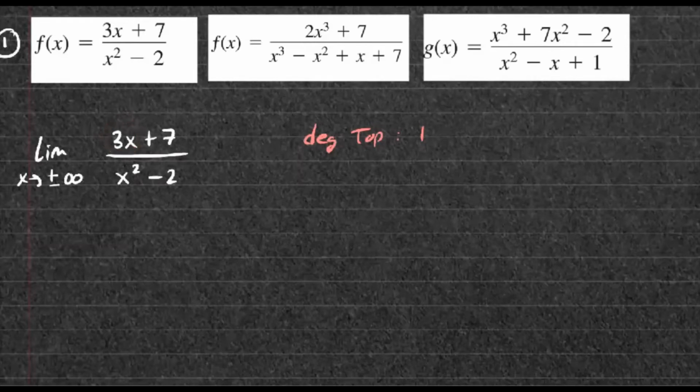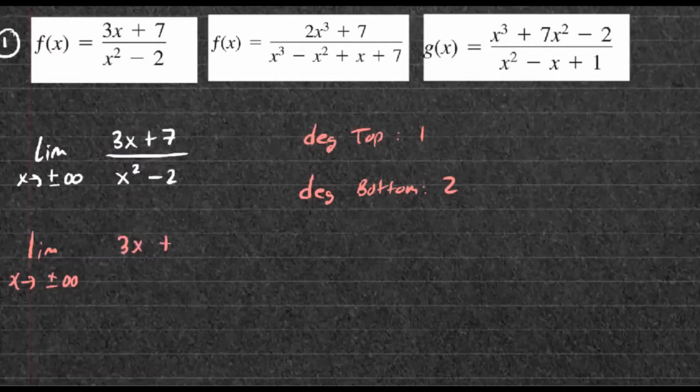The highest power of x is 1. And the degree of the bottom function is right here. That's the highest power, so that's going to be 2. So the top degree is less than the bottom. That means when you take the limit as x approaches either plus or minus infinity of 3x plus 7 over x squared minus 2, you're going to get 0.